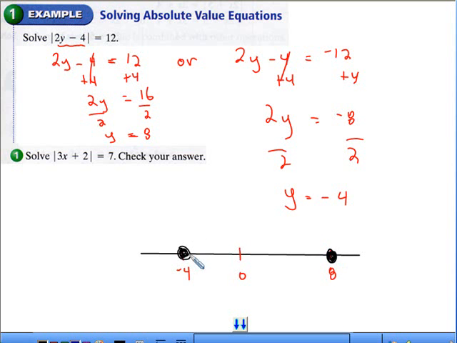You don't go right or left because there's no inequality symbol. There's no greater than or less than, so you don't know which way to go. So you just color it in, because what that means is you're only counting this point. We're only counting 8. We're only counting negative 4.